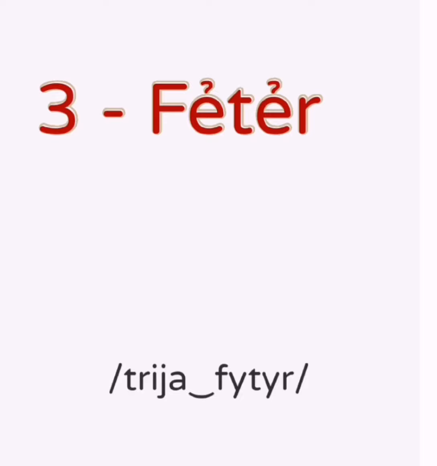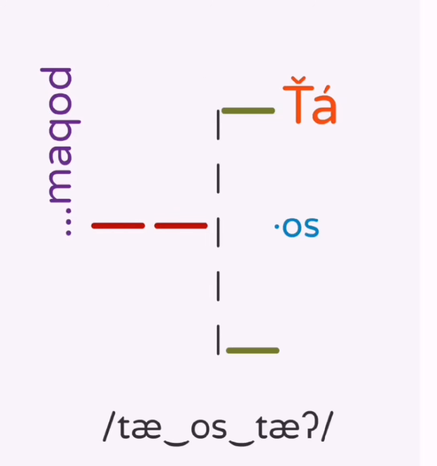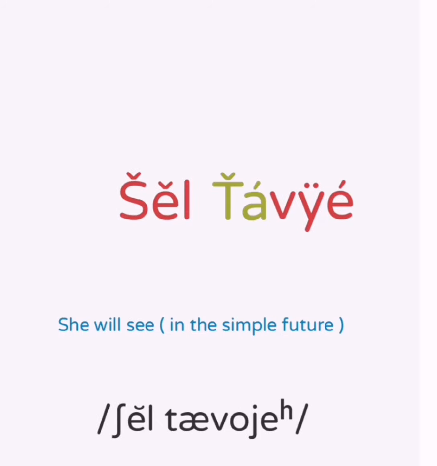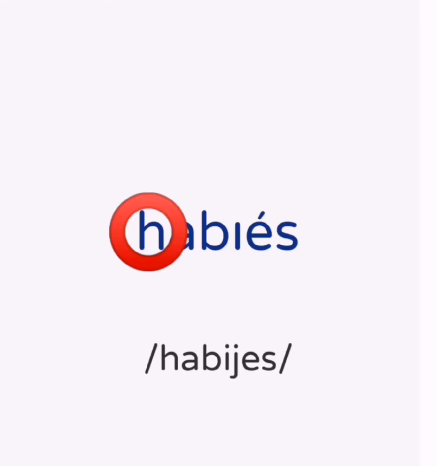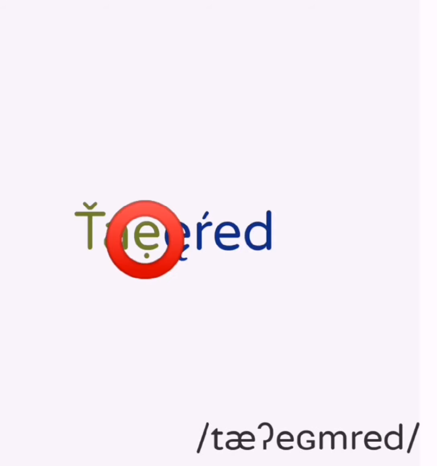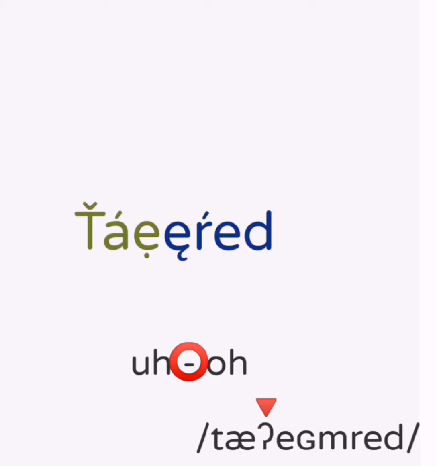In the future conjugation, we add to the present conjugated verb the prefix te or te. For example, she sees is shall voye, so she will see would be shall te voye. Also, there is an observation: when the verb starts with a consonant we put te, but if it starts with a vowel, we put te. The e with the dot is a glottal stop. That's the sound you make when you say oh, uh.